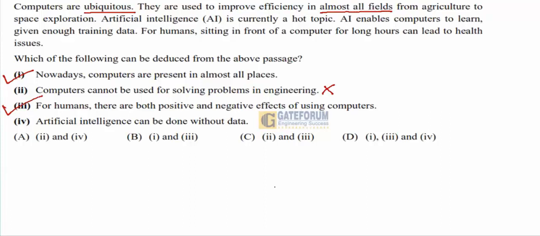Next, artificial intelligence can be done without data, but it has been clearly said artificial intelligence enables computers to learn given enough training data. So this is absolutely false. So I will choose the option which says 1 and 3 are correct. So you see, B is my correct option.